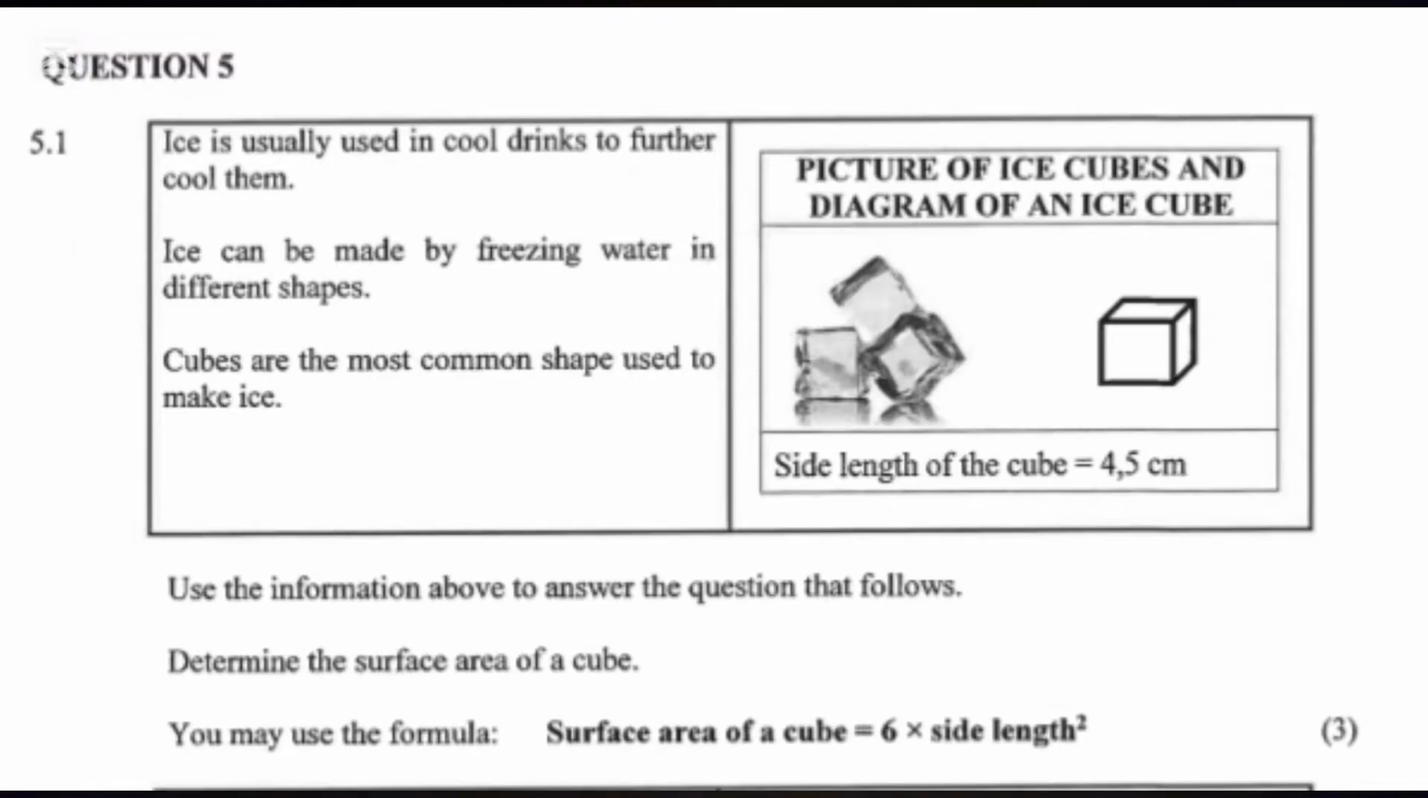So today we're going to be working with a paper from November 2023, and we're going to be looking specifically at question 5, which reads as follows. Ice is usually used in cool drinks to further cool them. Ice can be made by freezing water in different shapes. Cubes are the most common shape used to make ice.